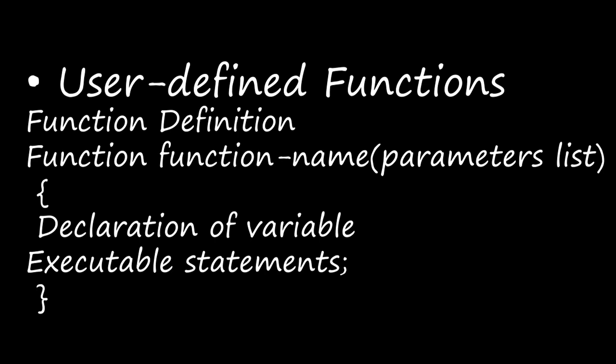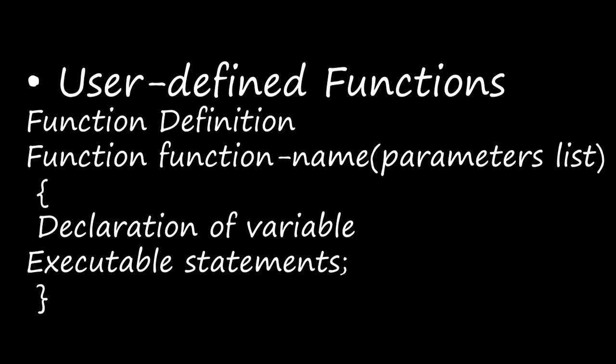Okay, you can just give some name for that function. You write the word function and then the function name, and then inside the brackets, whatever parameters are there, we'll mention that parameter list. The declaration of variables and all the other executable statements will be inside the body of the function. Okay, this is the function body part.